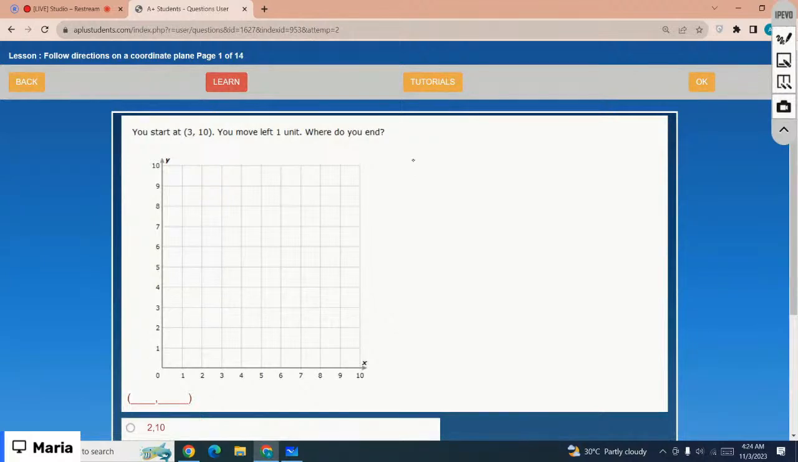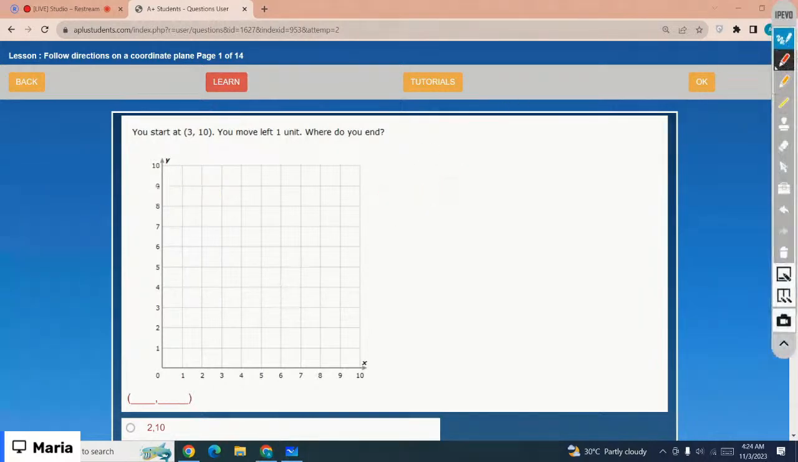Okay, 3,10. Here is 3, here is 10. Right here it is. You move left 1 point. So where do you end? So you end up at 2,10, right?